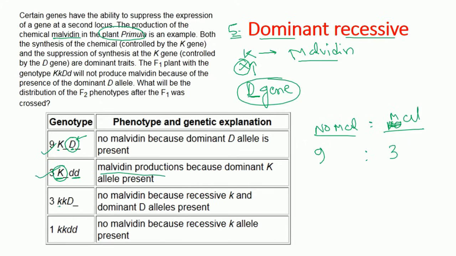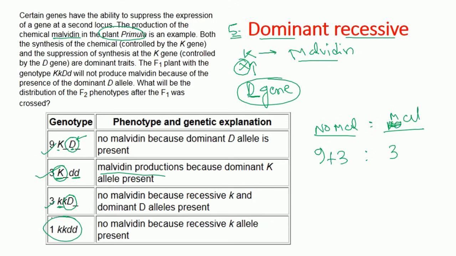Now small k in one locus, and in the other capital D, and it could be capital D or small d in the other one. As capital D is present, it is going to mask the effect of K, but again capital K is not present also, so there is no chance of malvidin production. So 3 of them will not produce any malvidin.